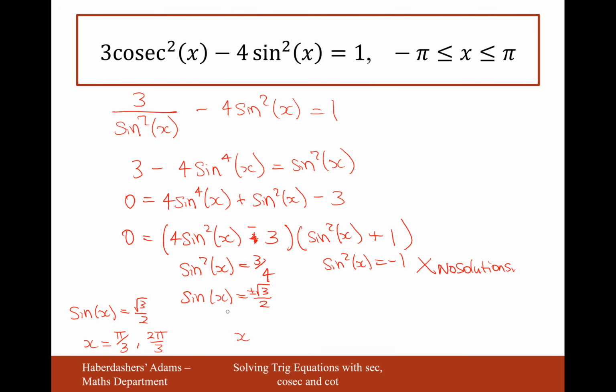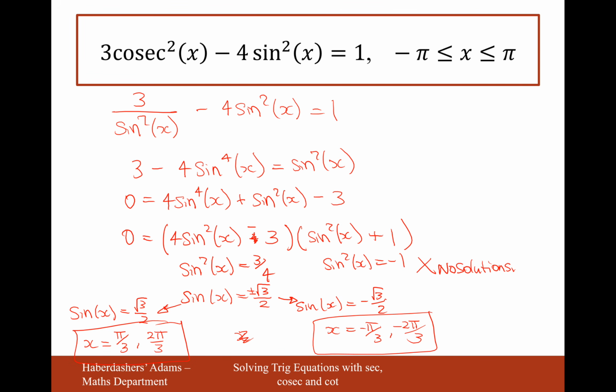So the next little equation is sine x equals minus root 3 over 2 for the negative part of this original equation here, in which case we're going to get x equals minus pi by 3 and minus 2 pi by 3 as well. So there we are. These are the 4 solutions for this trigonometric equation here. So a little bit of a tricky one, this one.